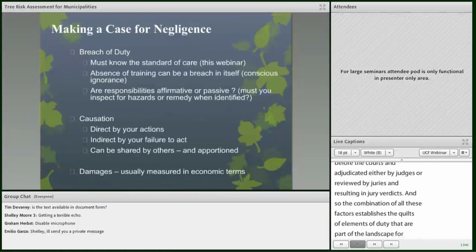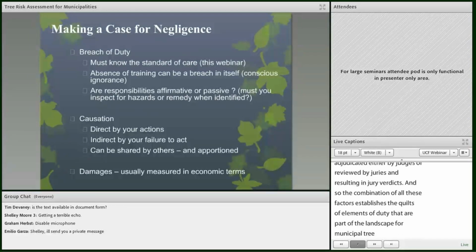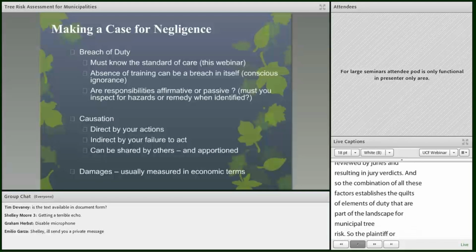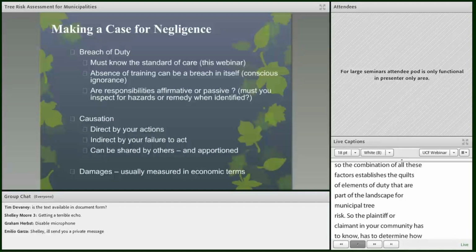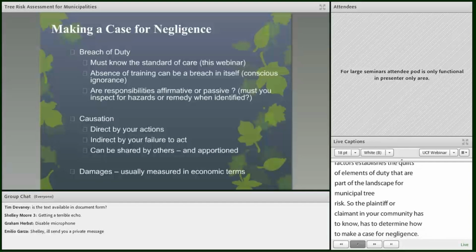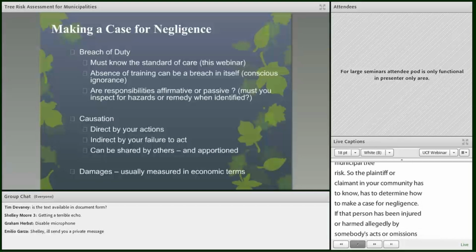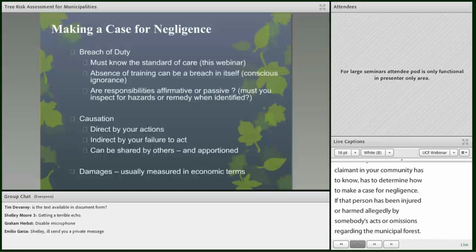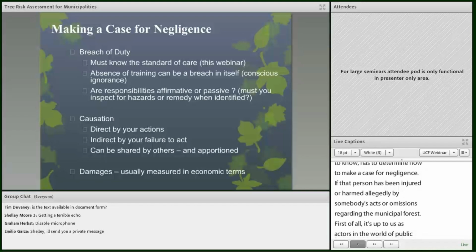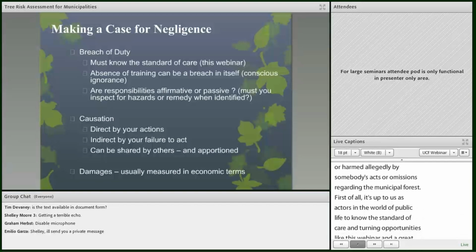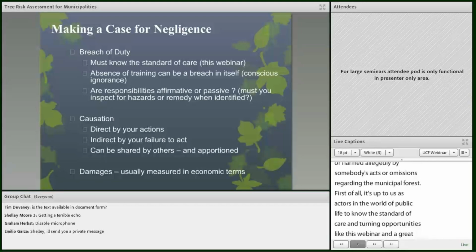So, the plaintiff or claimant in your community has to determine how to make a case for negligence if that person has been injured or harmed, allegedly by somebody's acts or omissions regarding the municipal forest. First of all, it's up to us as actors in the world of public life to know the standard of care, and training opportunities like this webinar, and I'm sure you're going to get a great amount of help from Paul's outline of factors to be considered, can help determine that standard of care.